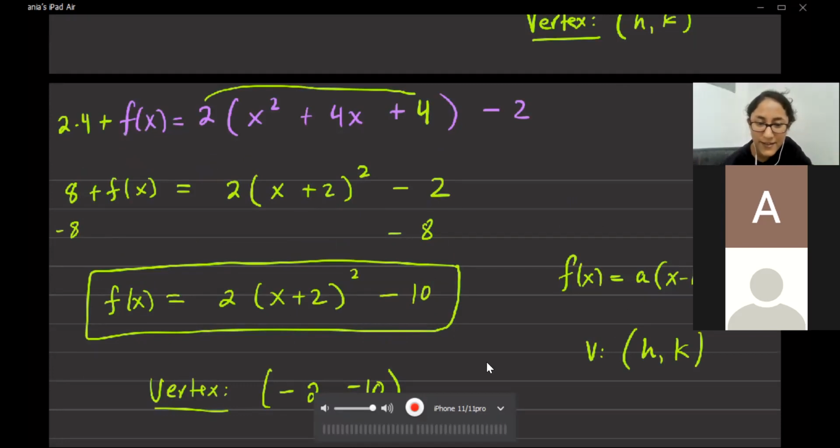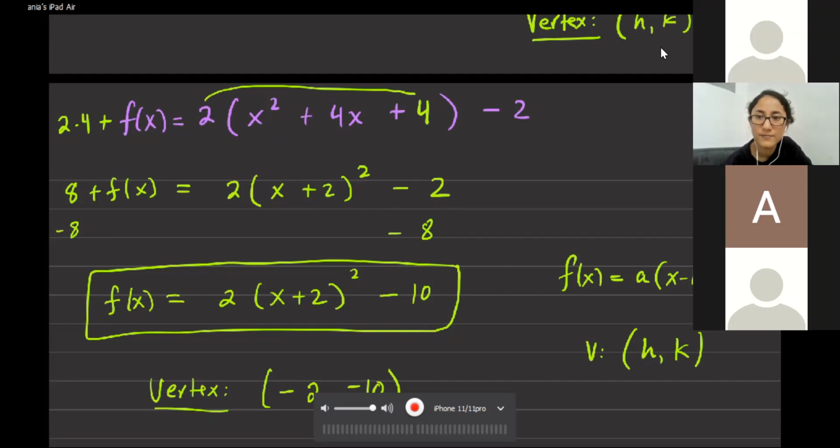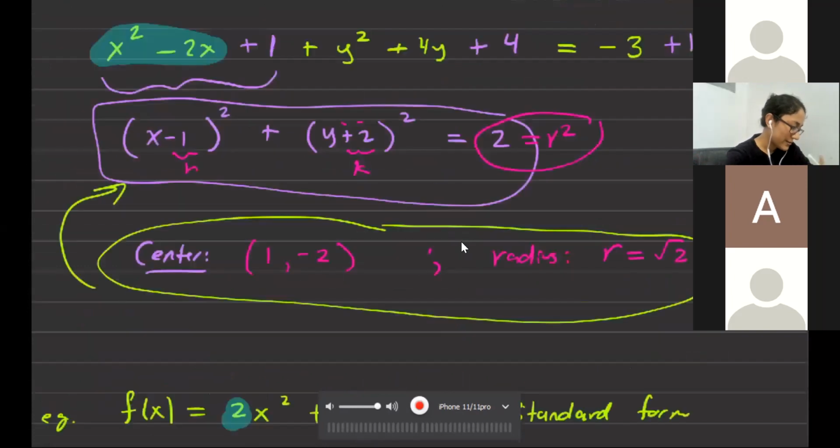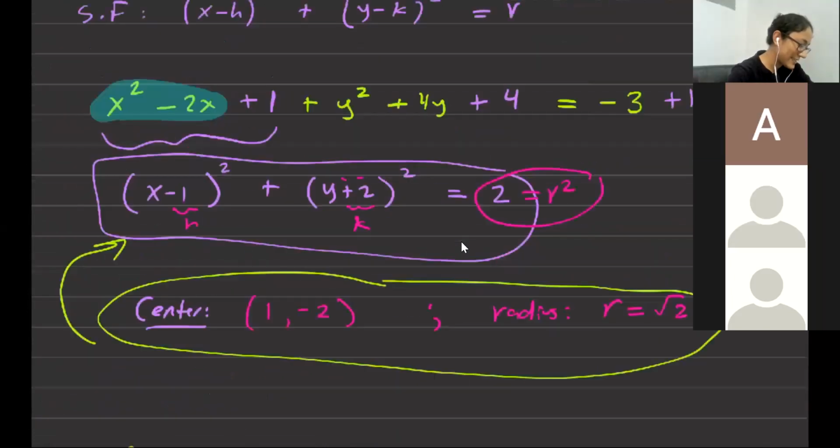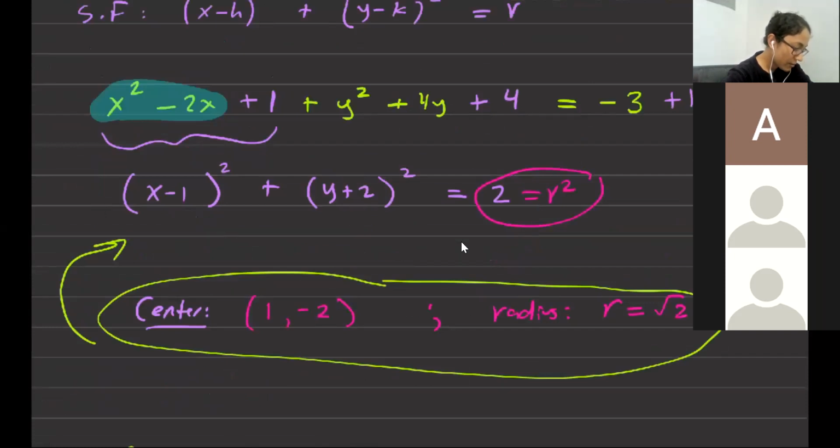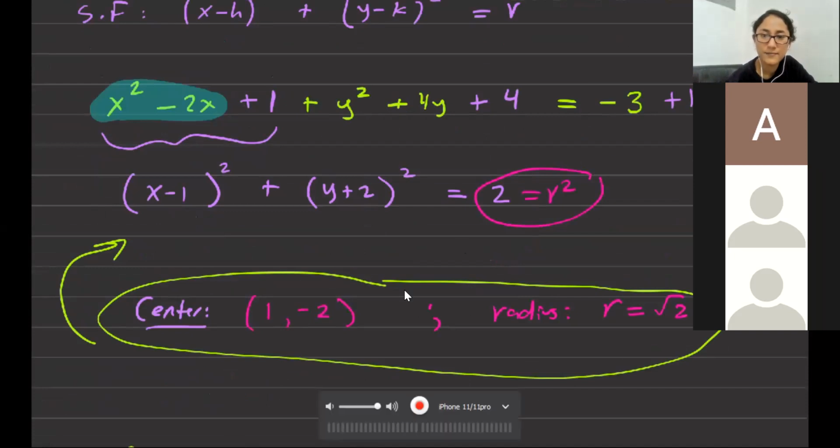Okay, Amy, go ahead. Does that rule also apply when you're trying to find the center of a circle? Yeah. So if you look at our previous problem, it looks a little messy, but you can see that h is 1 and k is -2. Any questions? All right, so any other question?